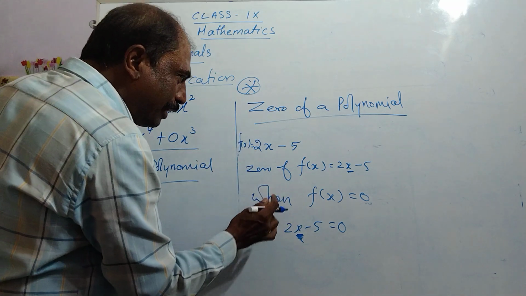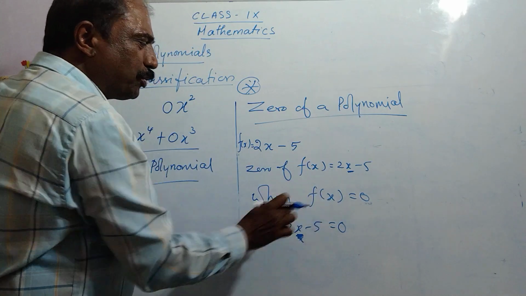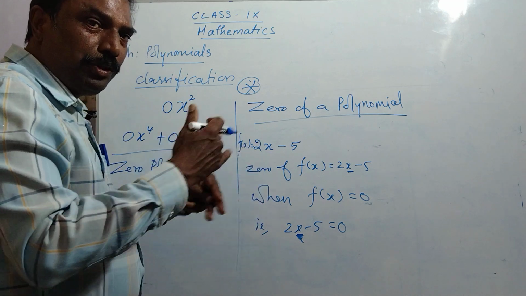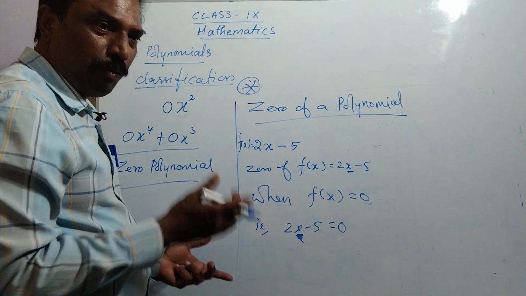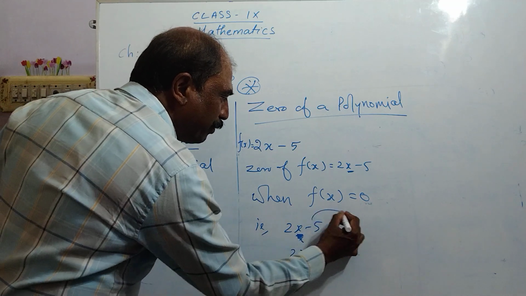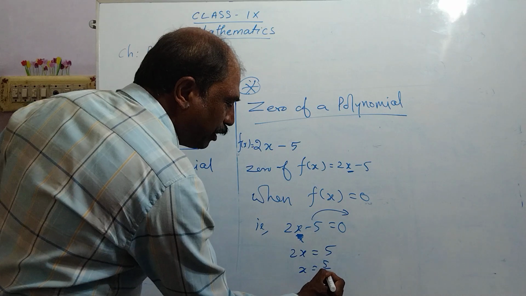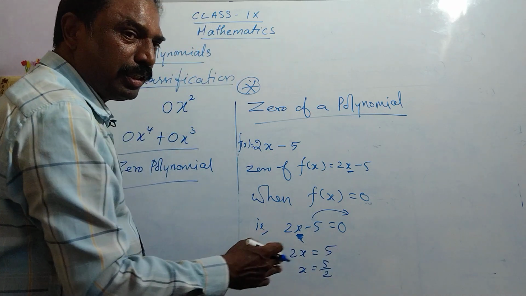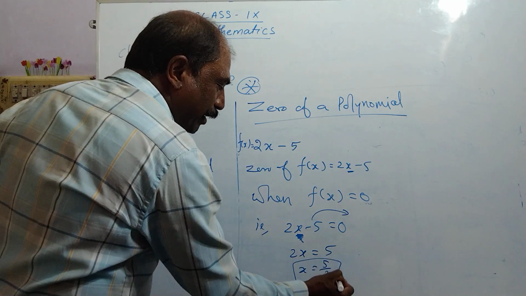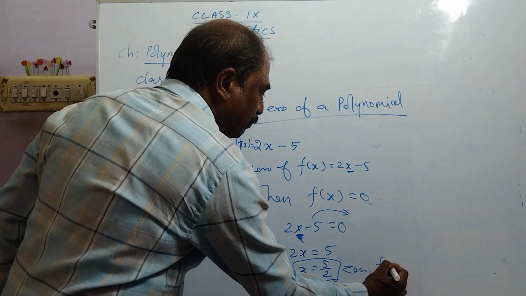Correct தானே? So இந்த f of x எப்போ 0 ஆக போகிறதோ அந்த டைமில் x உடைய வேல்யூ தான் 0 of that polynomial. இப்போ ஒவ்வொரு பாலினாமியலுக்கும் 0 of the polynomial will be different. So here you see, therefore 2x equal to 5 by transposing, and x equal to 5 by 2. So we have to see the transposing of terms from one side to the other. Here x equal to 5 by 2 is the 0 of the given f of x.